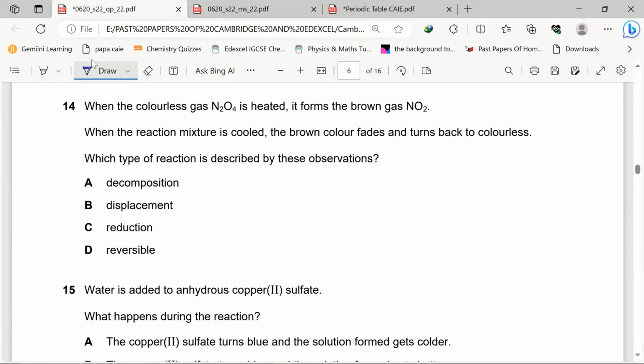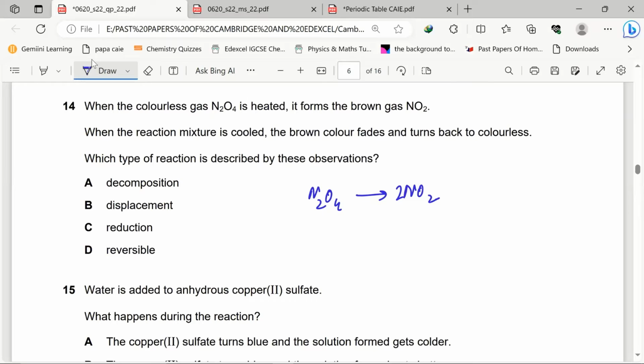Question number 14. When the colorless gas N2O4 is heated, it forms the brown gas, right? So if N2O4 is a colorless gas and it is heated, then it forms 2 moles of NO2. So it's a reversible reaction, we know. When the reaction mixture is cooled, the brown color fades and turns back to colorless. Which type of reaction is described by these observations?